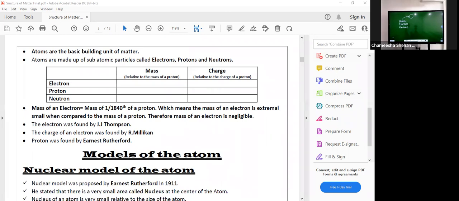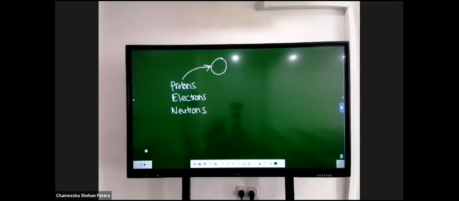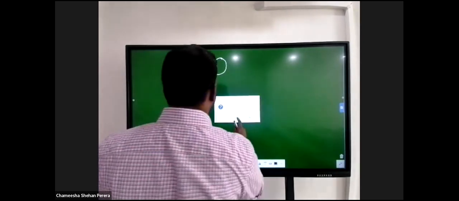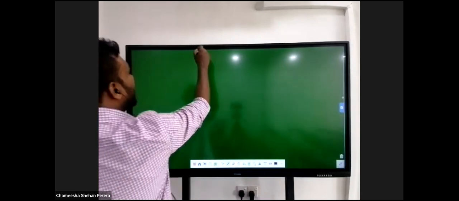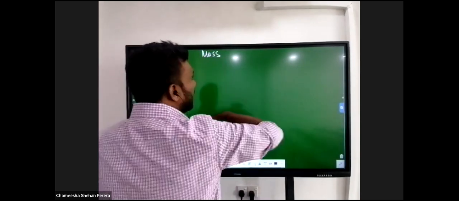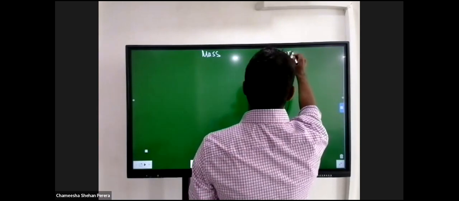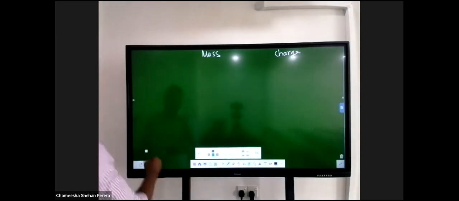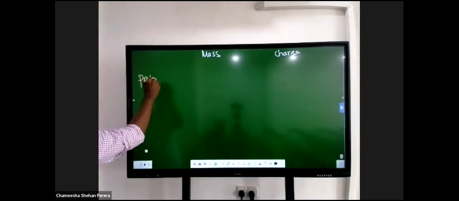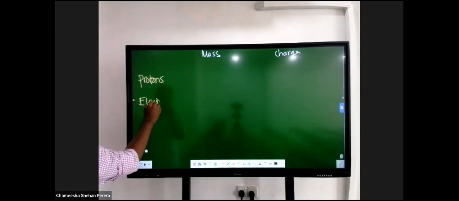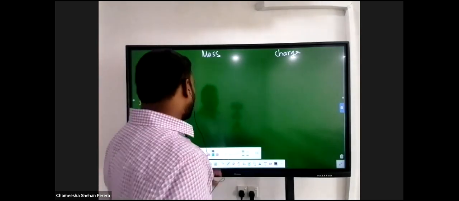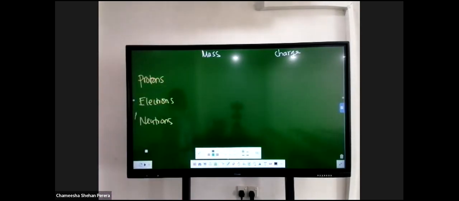So then they discovered these three subatomic particles, and we have to fill this grid. The researchers wanted to find the mass of these subatomic particles and even the charge of these subatomic particles. How many subatomic particles are there? We have three: protons, electrons, and neutrons. We need the charge and the mass of these subatomic particles.